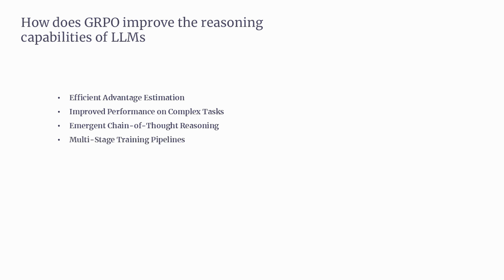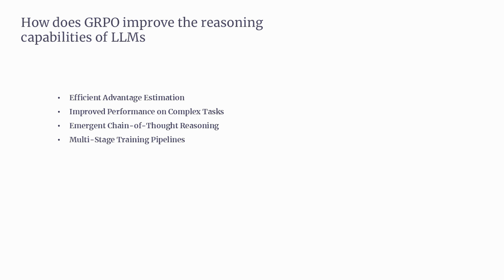The fourth, multi-stage training pipelines. Combination with supervised fine-tuning, SFT. GRPO is often part of a multi-stage training pipeline. This means that GRPO's initial reinforcement learning training is followed by supervised fine-tuning.